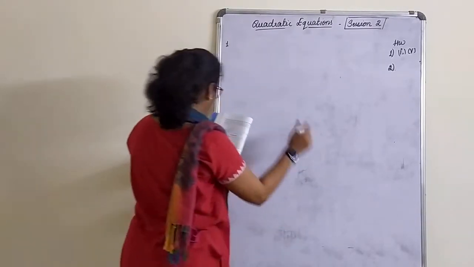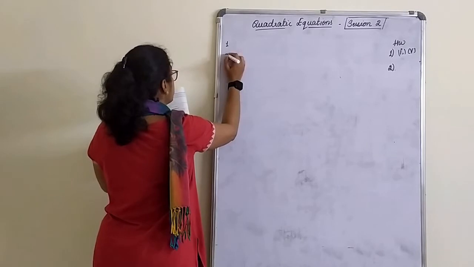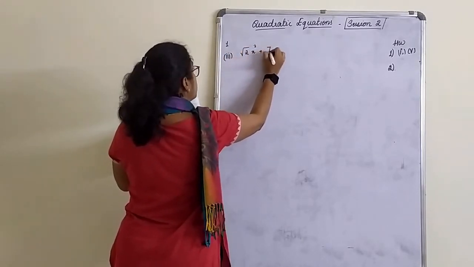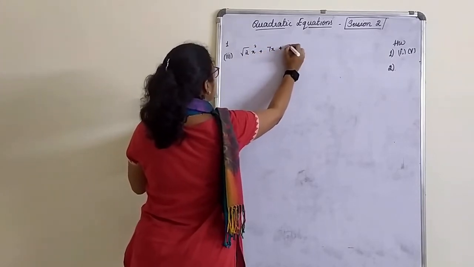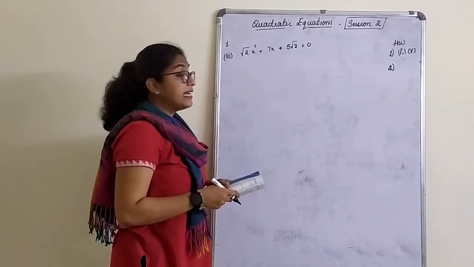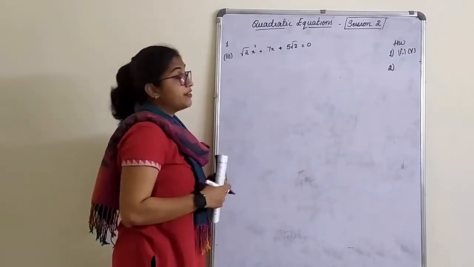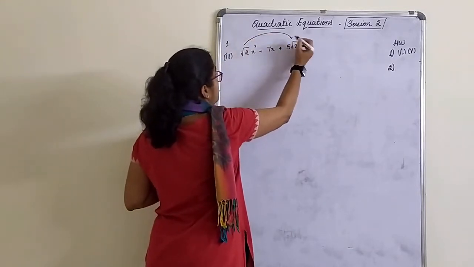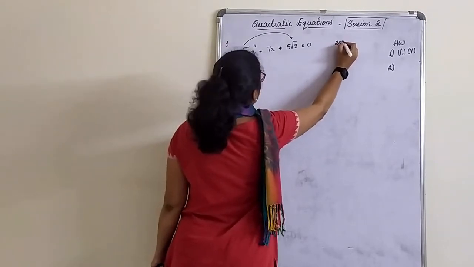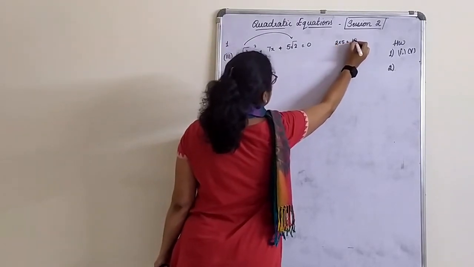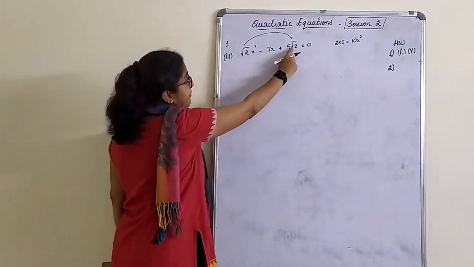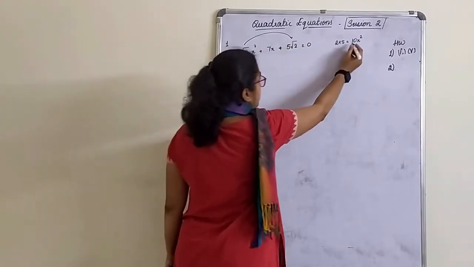Okay. So the next sum is the third one: square root of 2 x square plus 7x plus 5 root 2 is equal to 0. Again here the same rule, let's apply. Multiply first and last term. Root 2 into root 2 is 2. So 2 into 5 is 10x square, right? Root 2 into root 2 is 2, into 5 is 10. This x square I have used there now.